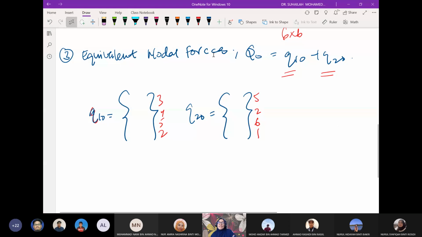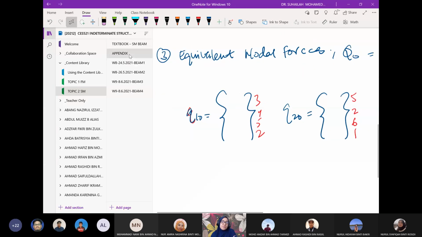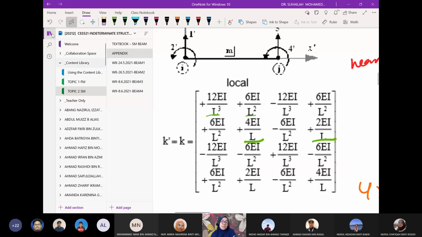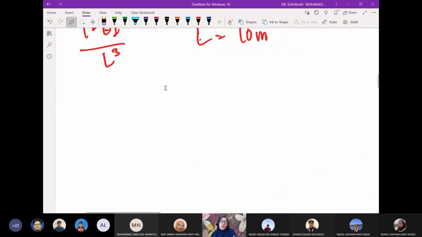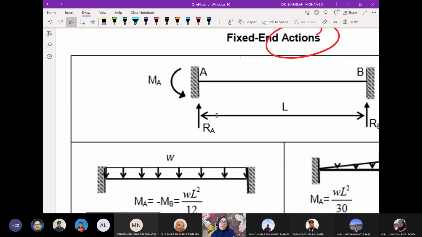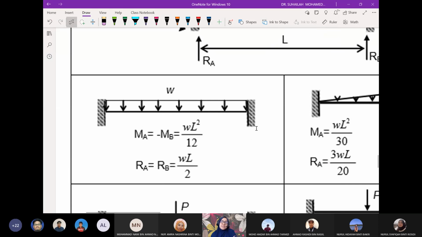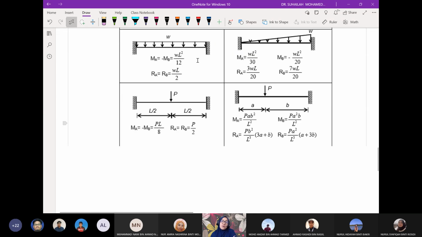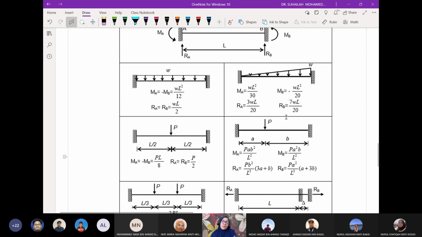By analyzing element by element, and we must include this: appendix page 3, which is fixed end reaction. This one I also explained in the video, the fixed end action. Fixed end action is for intermediate loading. So there is loading, right? All of this loading is intermediate loading.